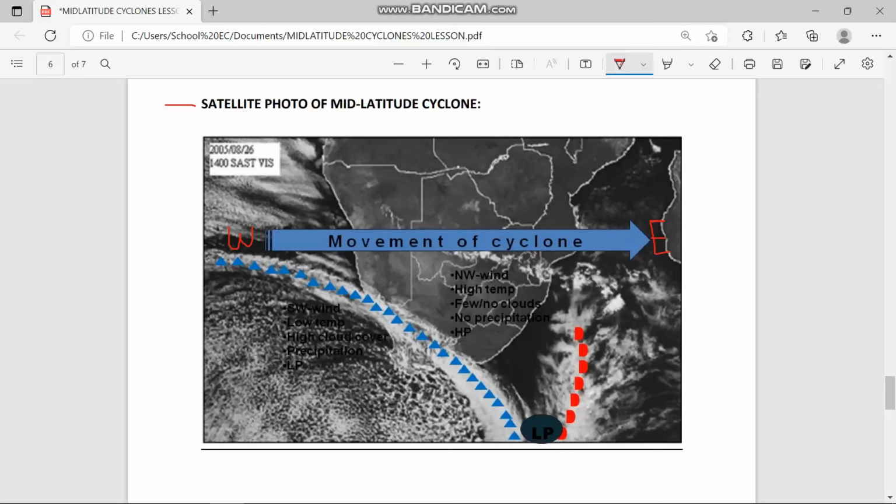Okay, this also says that northwesterly winds, high temperature, few or no clouds, no precipitation, high pressure. Okay, in the interior, in the much interior of South Africa. So this is a low pressure system, as you can see. This is a low pressure system, which is called a mid-latitude cyclone. Okay, yes.